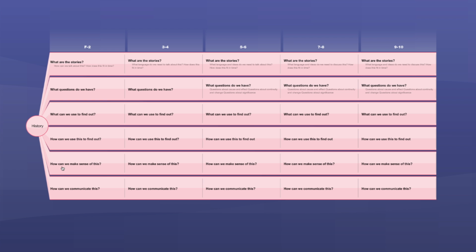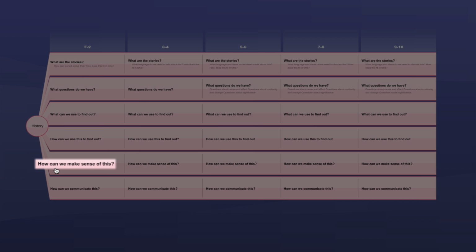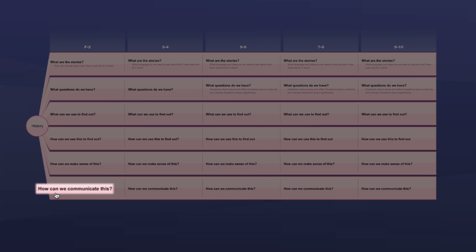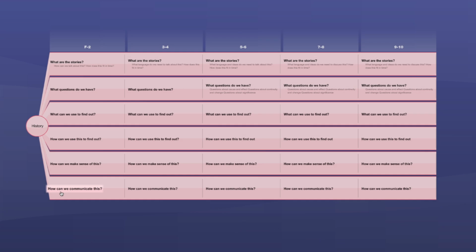The fifth question is, how can we make sense of this? Historians make their own interpretations of history based on evidence. They look for patterns of change and consider their questions from different perspectives. The sixth question is, how can we communicate this? Historians make decisions about the stories they want to tell others. They communicate in many ways to a range of audiences.